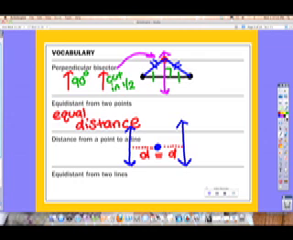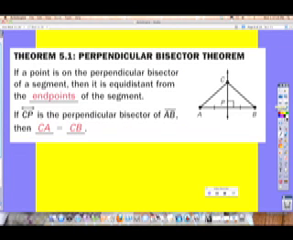So it's saying check if the point's on the perpendicular bisector, stop. Look at your picture. Which point is on the perpendicular bisector? Perfect. So they're talking about this point C. Then it's equidistant from the endpoints. Stop. Shout it out. Which ones are the endpoints? So here's endpoint A and point B.